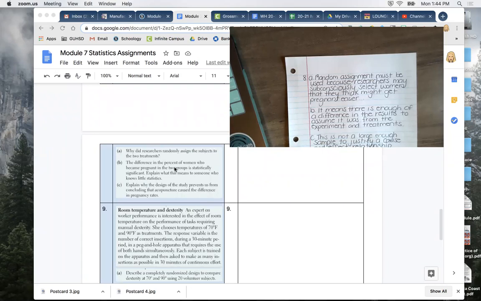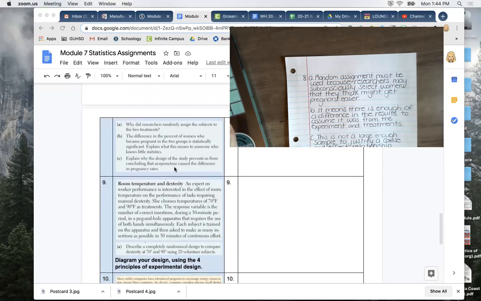In B, the difference in the percent of women who became pregnant in the two groups is statistically significant. Explain what this means to someone who knows little about statistics. Okay, it means that there is enough of a difference in the results to assume that it was from the experiment and treatments. So in this one, if the results were statistically significant, then it would mean that acupuncture could increase pregnancy in women. Statistically significant means that the results were too far different to just happen by chance.